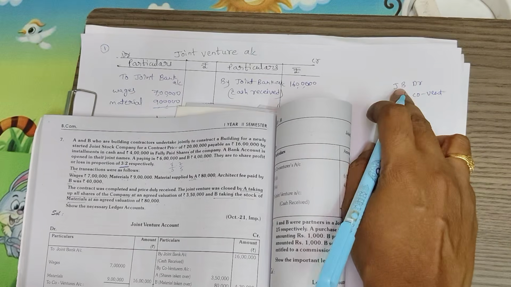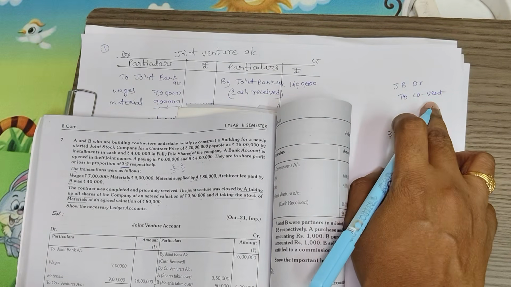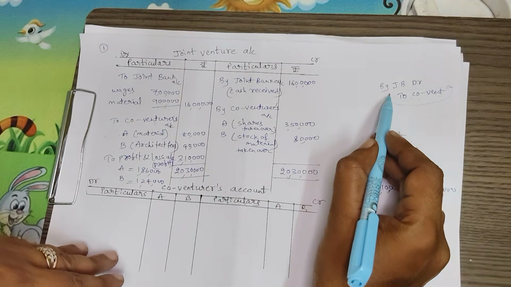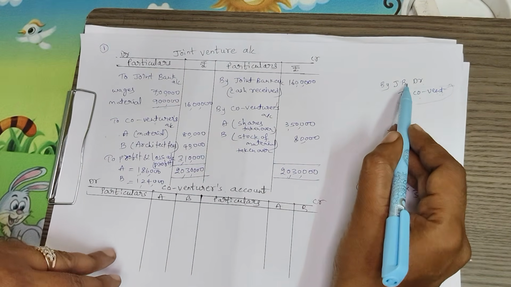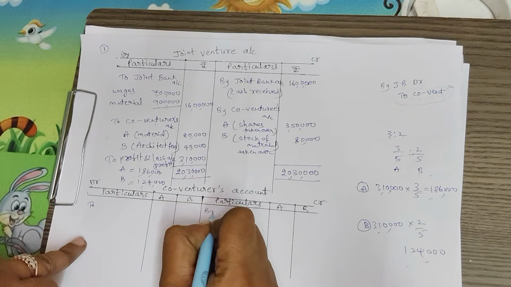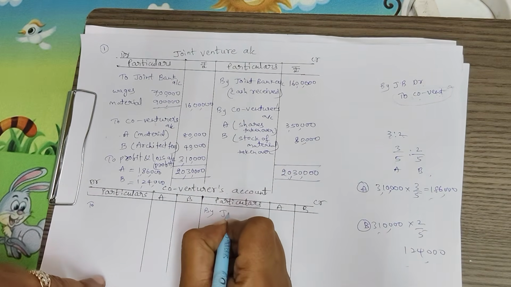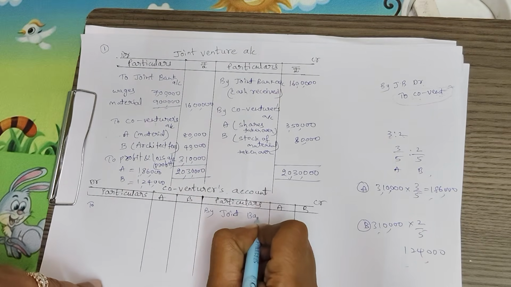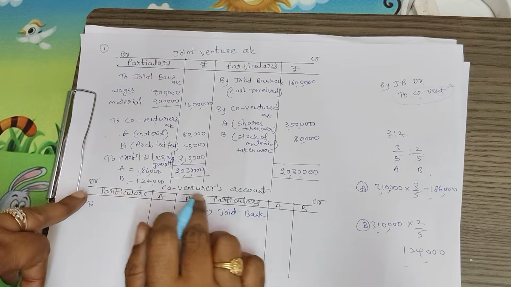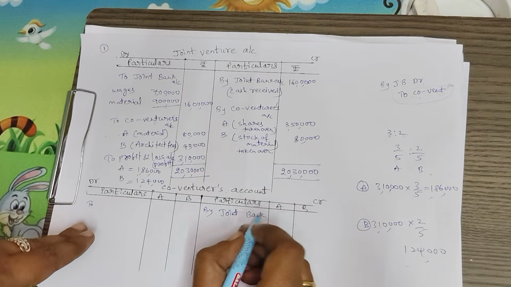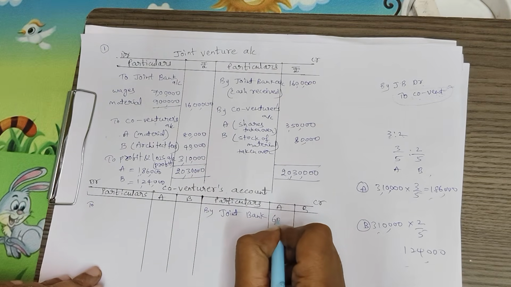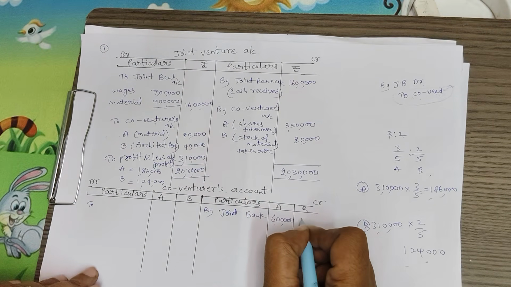So what is our entry here? Receiver's account debit, giver's account credit. So joint bank account debit to co-venturers account. So according to this entry, what should we write in the co-venturers account? Joint bank account. So debit side or credit side? By. Yes, so by joint bank. If an amount is deposited by co-venturers, it is always the credit side of the co-venturers account. What is the amount of A? What is the amount deposited? 6 lakhs. And B, 4 lakhs.